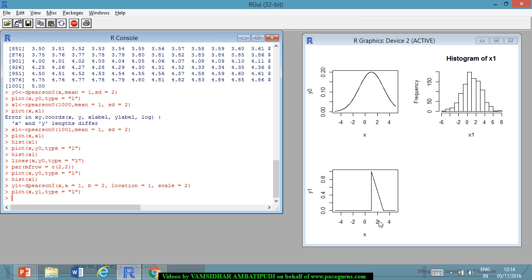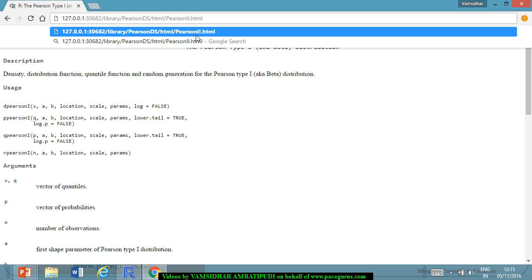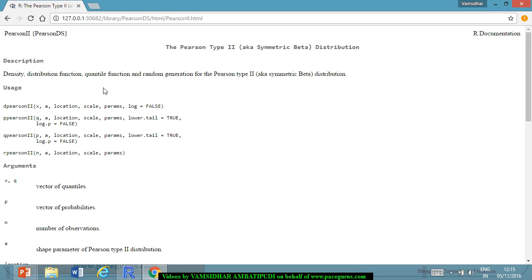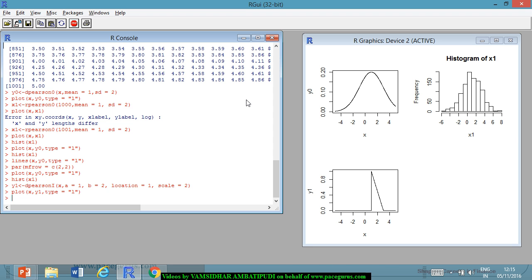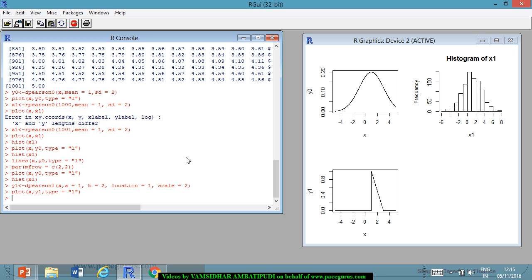Now we can very well change all these 4 parameter values and get different kinds of shapes for this beta distribution. Now the same logic goes when I am trying out the beta 2 distribution, the Pearson 2 distribution. So this is how you can actually practice all the distributions. The Pearson 2 is otherwise called a symmetric beta distribution. So if A and B are actually the same, instead of 2 parameters A and B, I'll have only 1 parameter here.